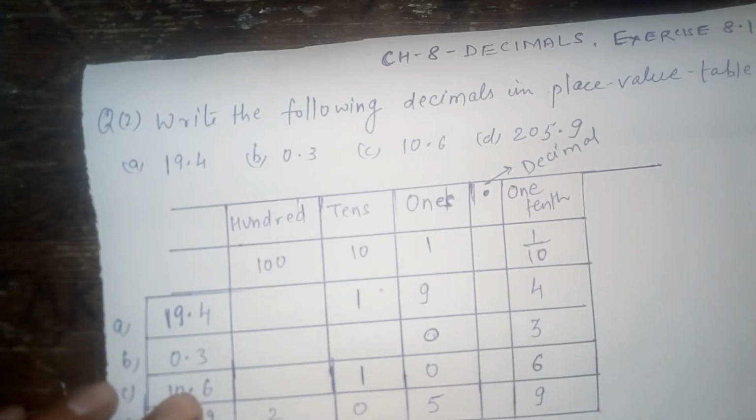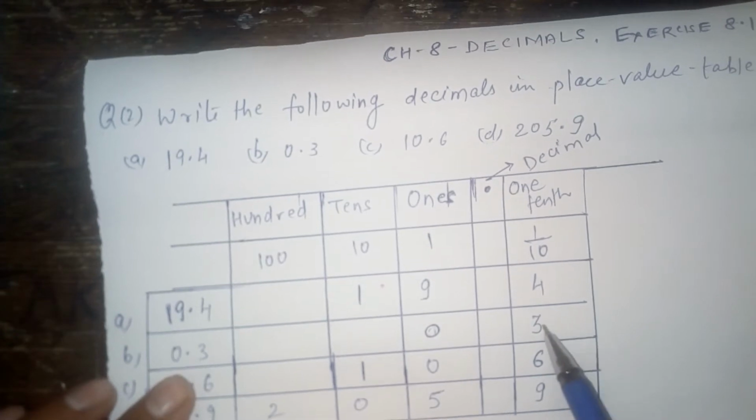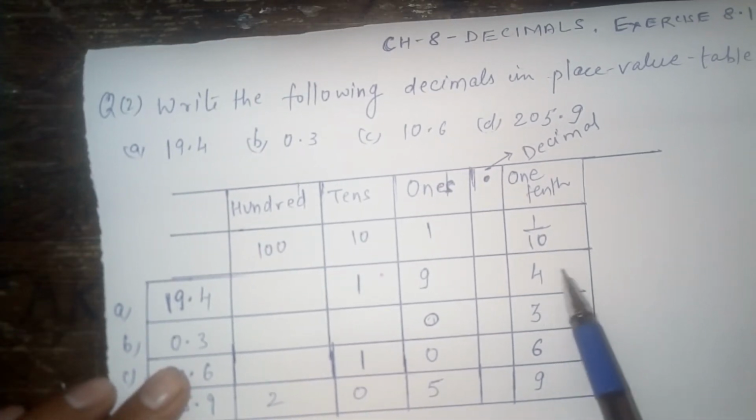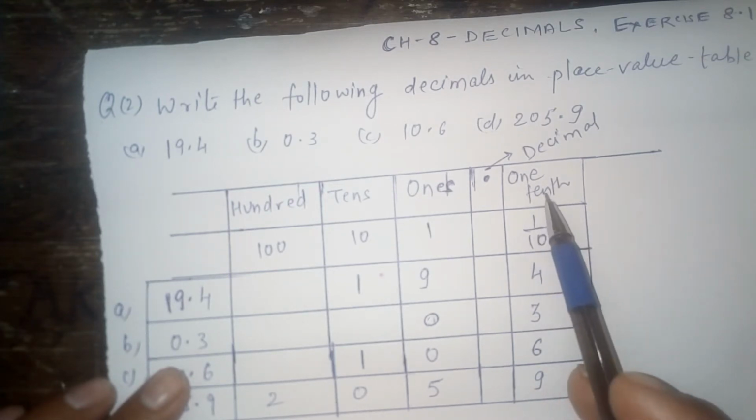Okay, your next question is 0.3. Before the decimal point is 0. The meaning is there is no value of this 0. And after the decimal point this is 3. The meaning is after the decimal point your column belongs to 1/10. The meaning is 3 will come in the block 1/10. 3 belongs to the 1/10 block.